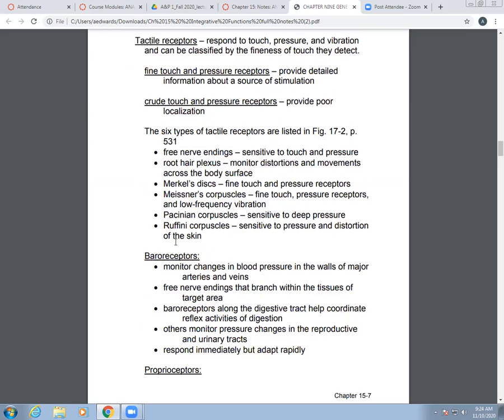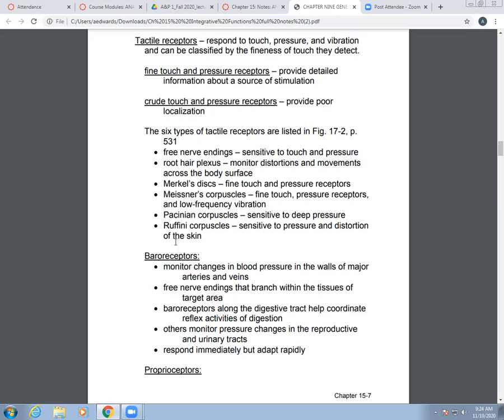All right, so we also generally classify tactile receptors in other ways as well. We have the free nerve endings, which are sensitive to pressure and touch. We have root hair plexuses. I think we talked about those briefly when we talked about the integumentary system. They monitor distortions or changes in movements across the surface of your body.